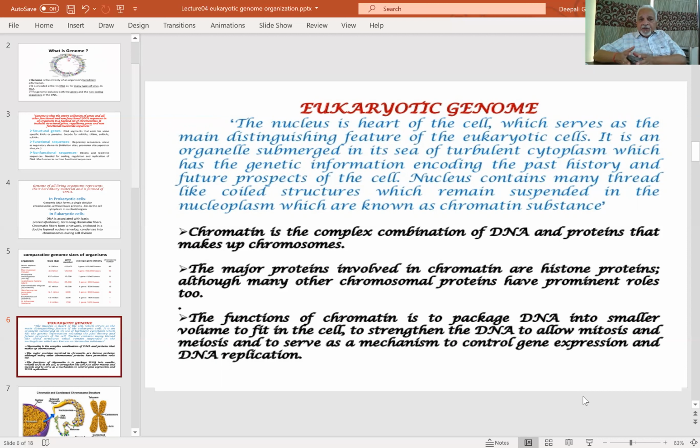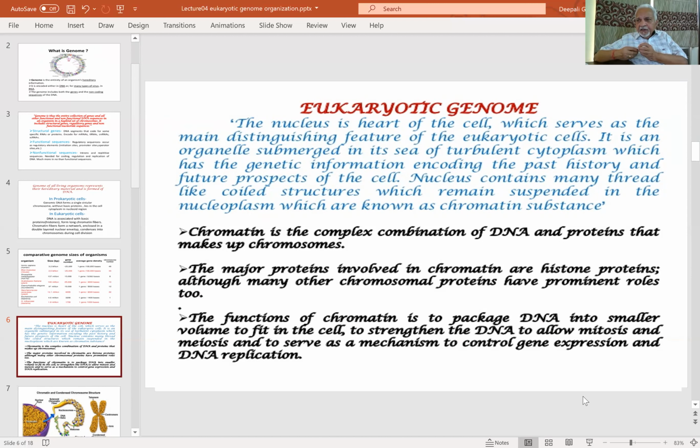So what is this chromatin being referred to here? It's a complex between DNA and proteins. Chromatin is a complex between DNA and protein, which constitutes the chromosome. The major proteins involved in chromatin we call histone proteins, and they have a prominent role to play. That is the histone proteins I'm referring to.